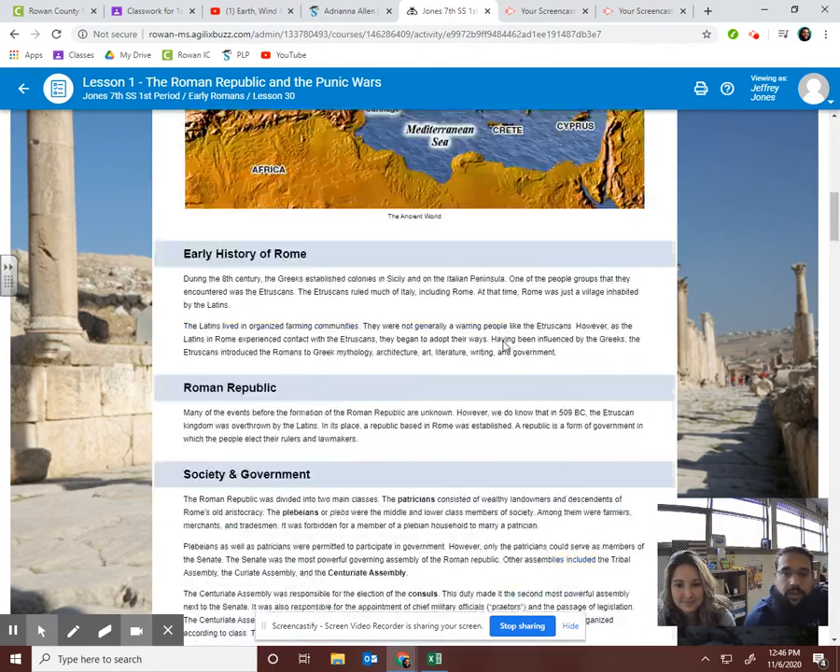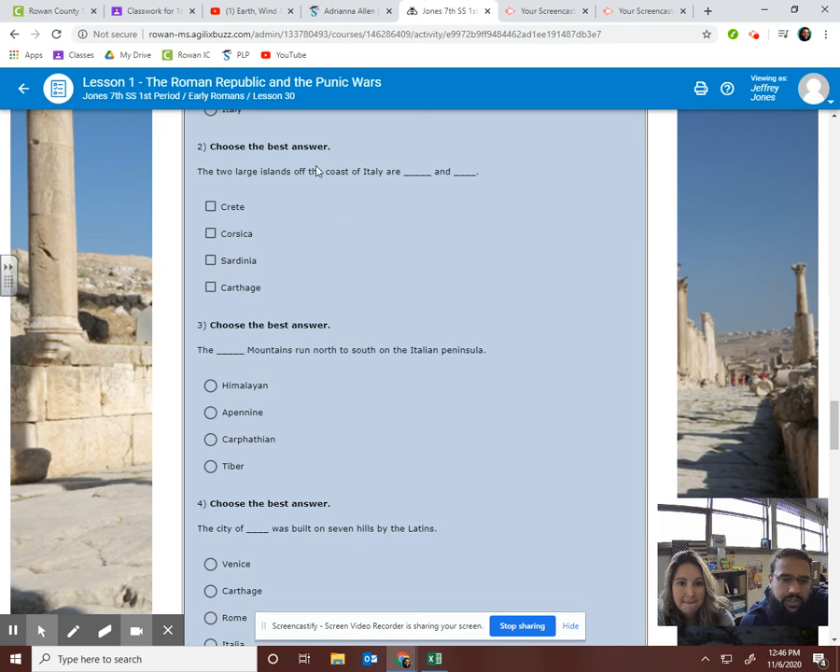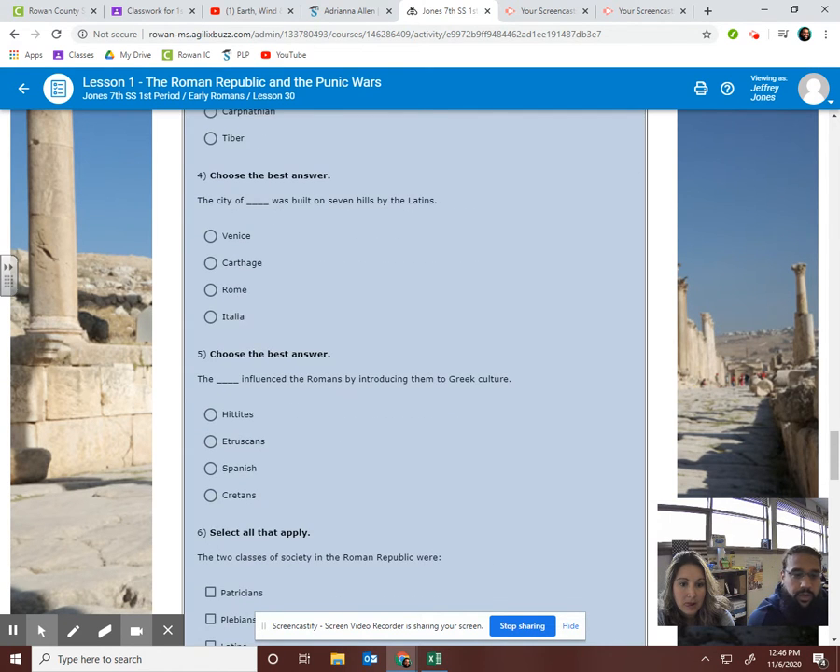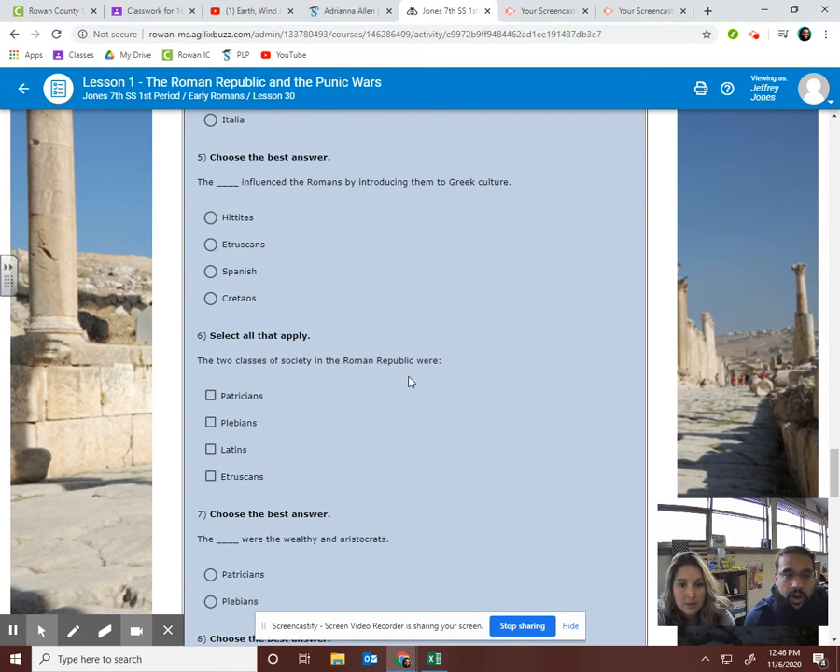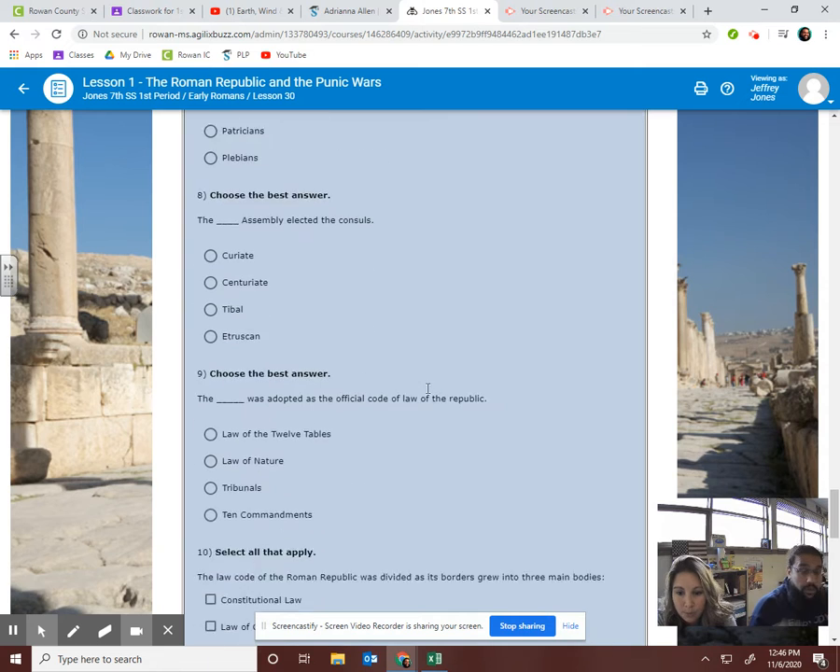Scroll back down to the questions. There are a couple of questions. Let's keep going down a little bit. Like number 2. So choose the best answer. There's another one that's select all that apply as well. So question number 6, it says select all that apply. So don't just choose one. If there's more than one correct answer, choose both or choose all 3, whatever. If it has boxes, it wants more than one answer.